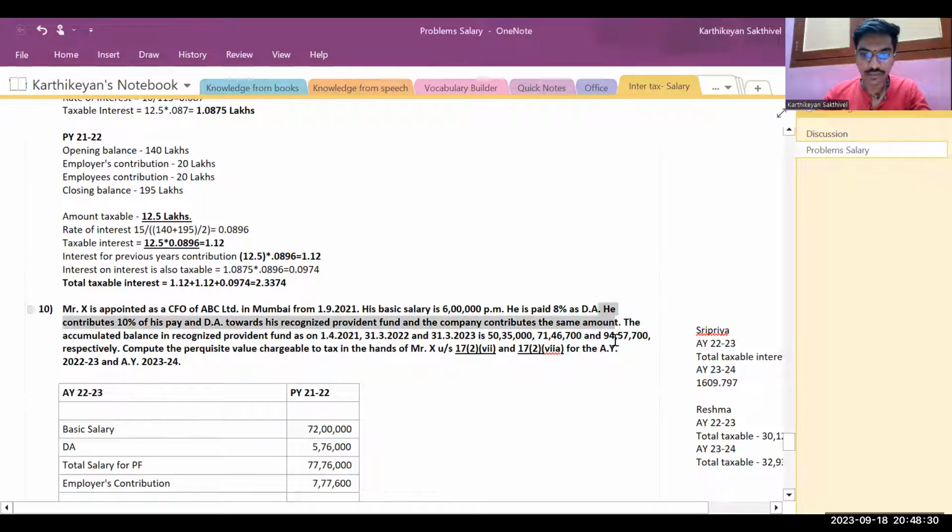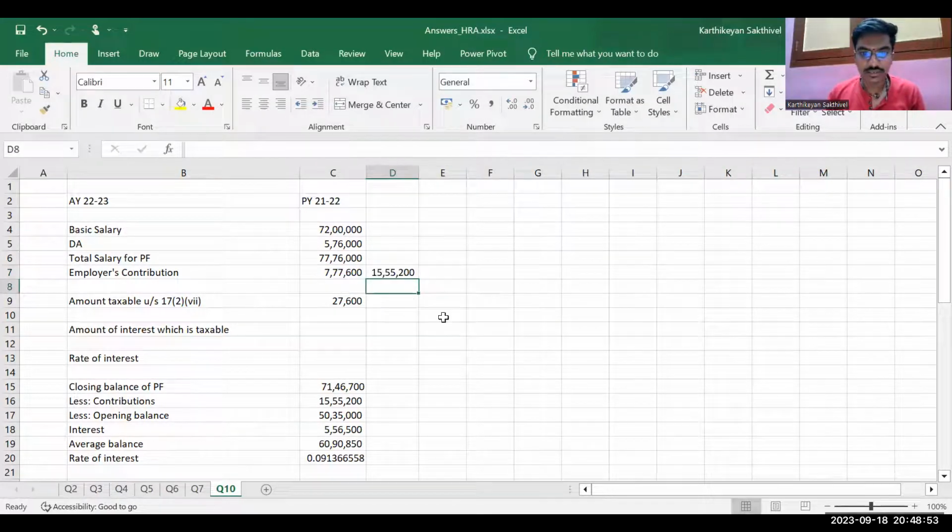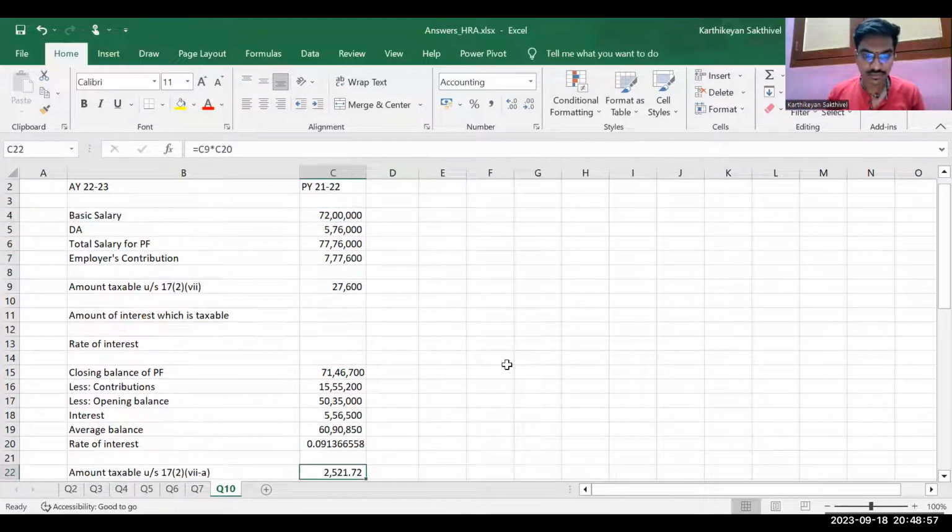Read up to here: 10% of his pay and dearness allowance towards his recognized provident fund and the company contributes the same amount. So basically he and the company contribute equally. So if the employer's contribution is 7,77,600, then the employee's contribution is the same. Then put 2 into 2. Okay, sir. That's it.